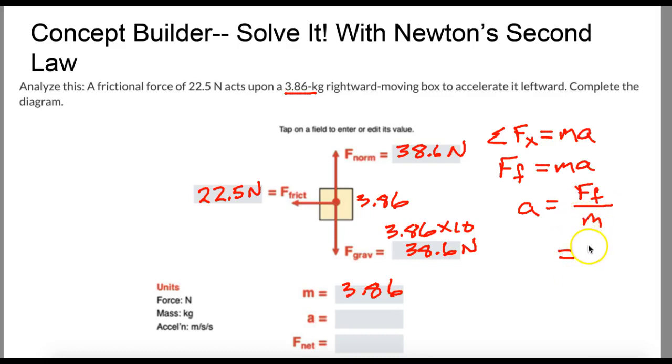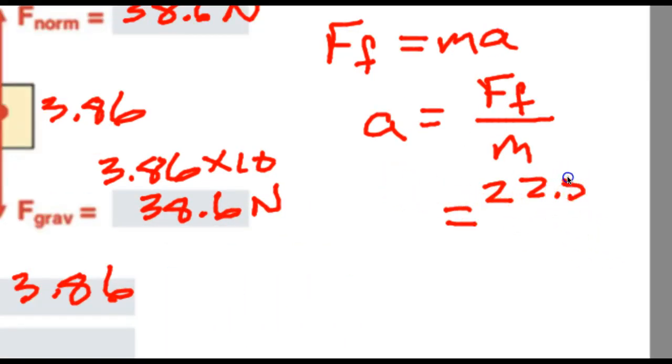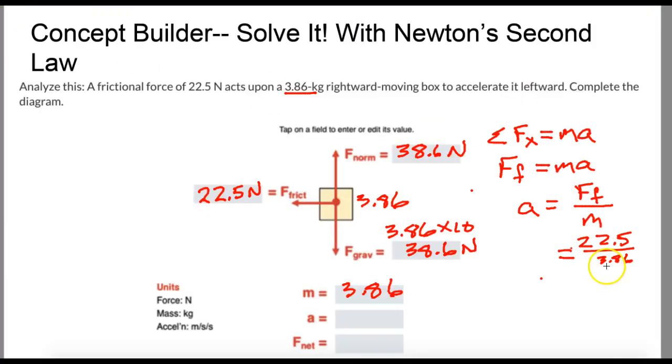So our force of friction here is 22.5. We're going to divide that by our mass, which is 3.86. And so when you divide those two, you should end up with an acceleration of 5.83. So this is 5.83. So your net force is going to be equal to your mass times your acceleration.